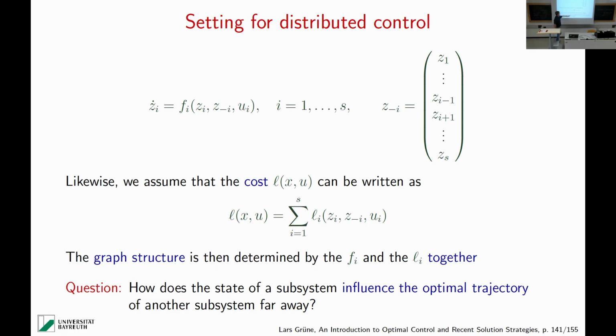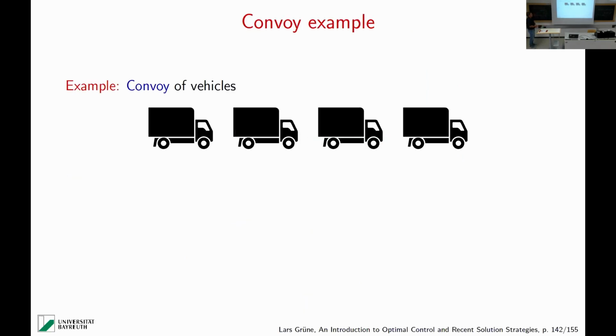The question is now, how does the state of a subsystem influence the optimal trajectory of another subsystem which is far away in graph distance? So if they are only connected via many intermediate systems. And this is what leads us to the decaying sensitivity. And I would like to start with an example here.